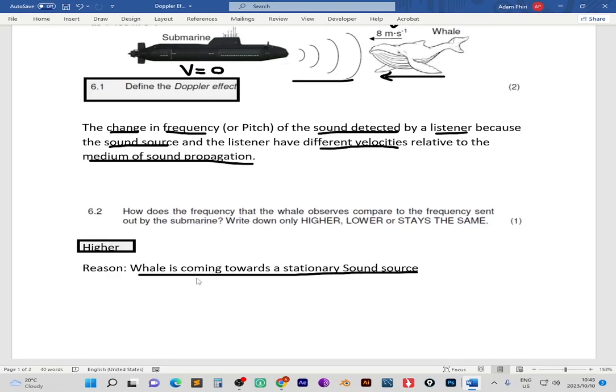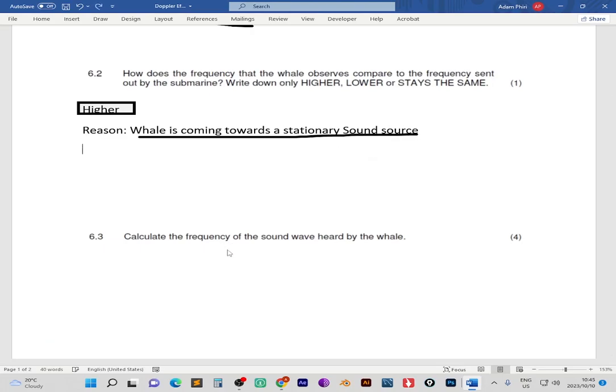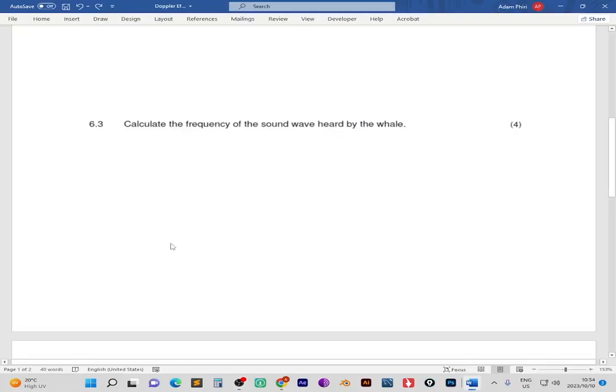So don't be scared to pause. You have to pause the video and go through the questions slowly. And then the other thing you're going to look at: when an object moves away, then it's going to be a lower frequency, and when it moves towards, it will be a higher frequency. So the same with the reverse.